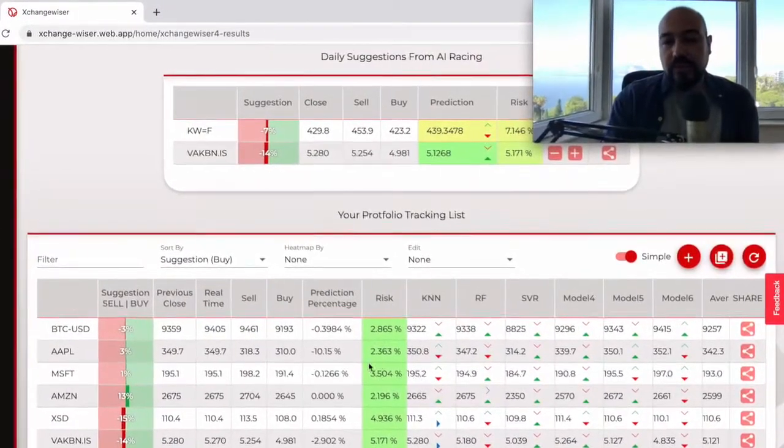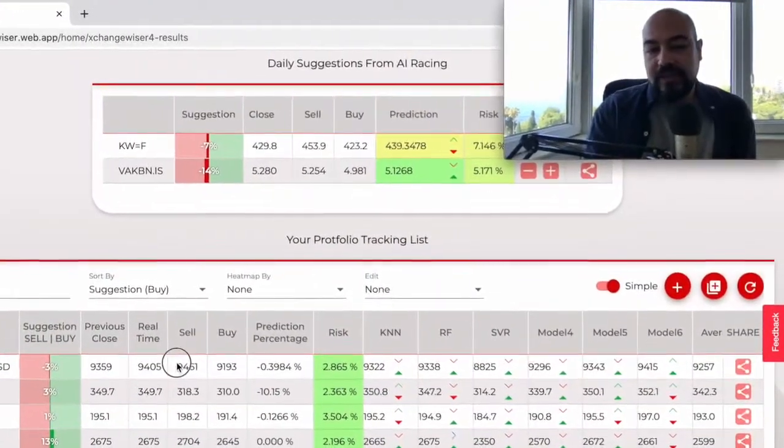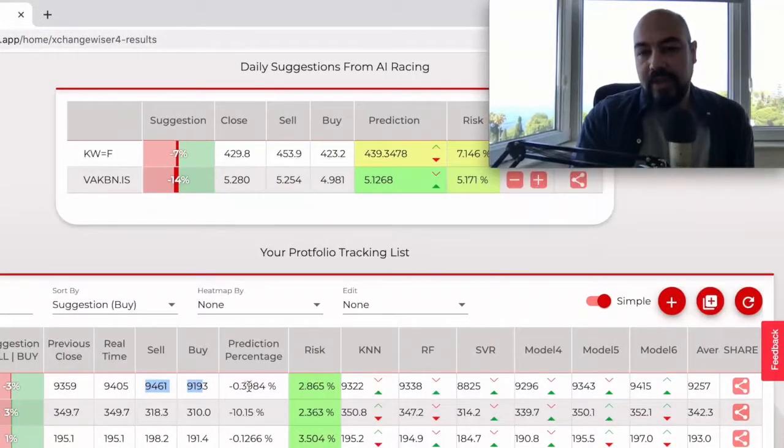Okay, let's continue with the main investment table in here. After the sell and buy values, you can see the prediction percentage in here. What are we expecting for today for this investment tool? The risk value in here. Please remember that the higher income is highly correlated with the higher risk. Most of the time, higher income brings up the higher risk, and lower risk comes with lower income possibility, lower profit possibilities. So here you can see the risk of this investment tool, okay?